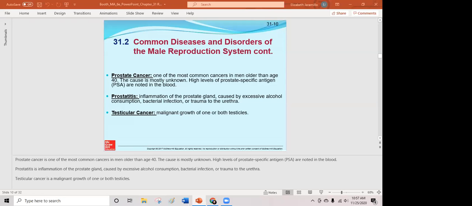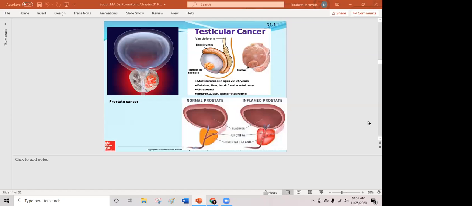Prostatitis is inflammation of the prostate gland caused by excessive alcohol consumption, bacterial infections, or trauma to the urethra. Testicular cancer is a malignant growth of one or both testicles. So one or both can be included. Okay, so here's some testicular cancer. Here's a tumorous growth there. Normal prostate, okay, an inflamed prostate blocks the urine from flowing from the bladder, right?